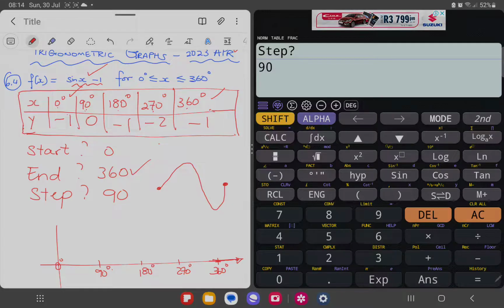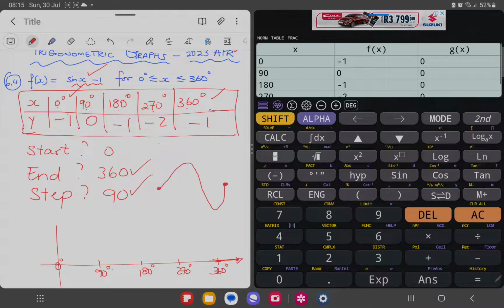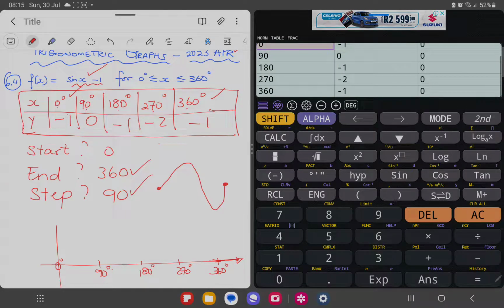What is your step? That means for this graph the x values increase by 90 degrees. Then you press 90, and after pressing 90, you press the equal sign. Then it's going to show you your table. So when x is 0, the value of y is -1, then you substitute in your table. So x is 0, y is -1, x is 90, y is 0, x is 180, y is -1, x is 270, y is -2, then x is 360, lastly y is -1. As you can see from your calculator, everything is written there.